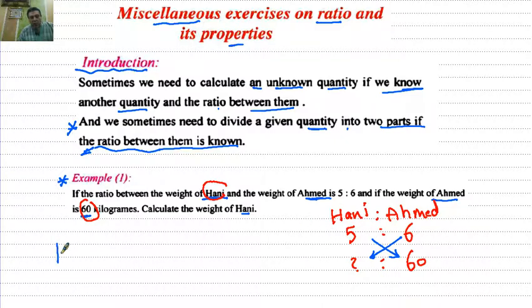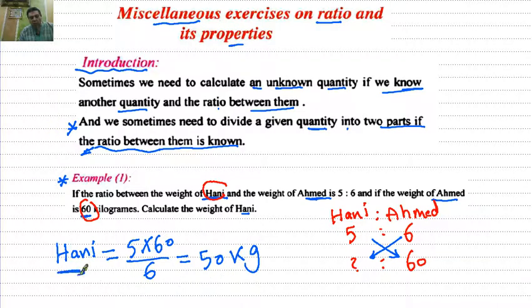The weight of Hani equals 5 times 60 over 6. Over 6, not 60. By simplifying, it equals 50 kg. That's the weight of Hani.